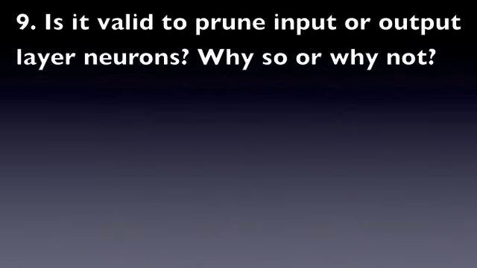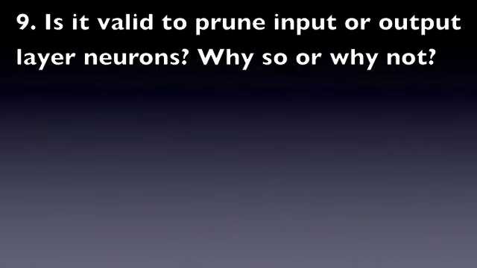Question 9 deals with the validity of a certain pruning operation. Question 9 specifically asks, are you allowed to prune from the input or output neuron layers? The answer is no, you should never prune from the input or output layer neurons. The input and output layer neurons define the very nature of the problem and what you're trying to solve.